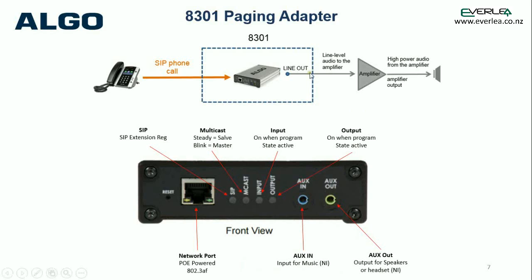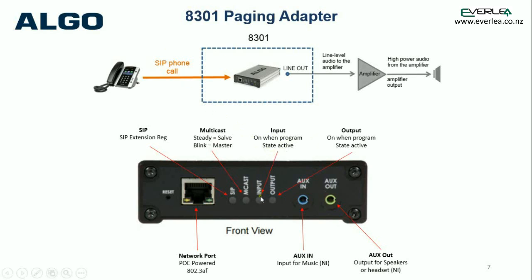So if we just look at the front view here, we have got our PoE powered network port, so we don't need an external power source to actually run this device at all. It'll run off PoE. We've then got our LED indicators here. One is for the SIP registration, just to say that the SIP registration is active. We have the multicast button, which tells us whether it is a slave or a master. I would say generally the 8301 would be a master, but it can be a slave if it needs to be. We'll go through that in more detail shortly.